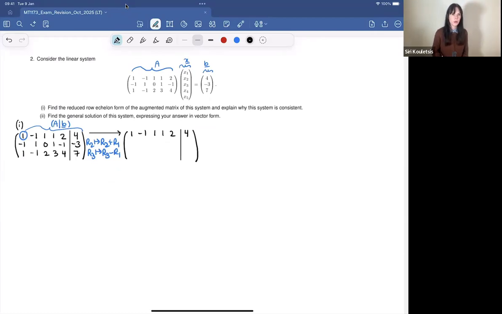So adding row 1 to row 2, just add the 2 up. And then deduct row 1 from row 3.